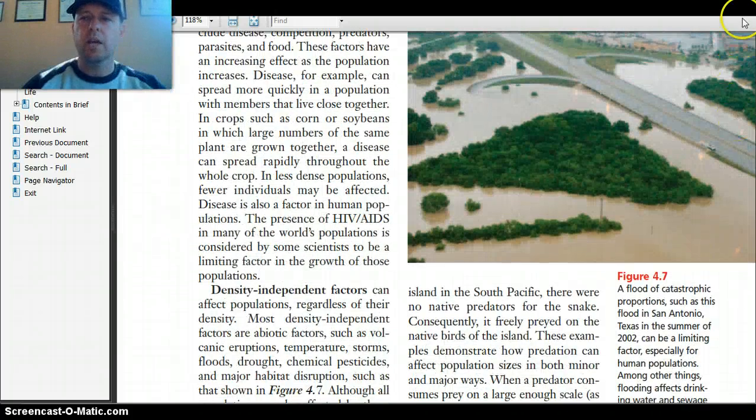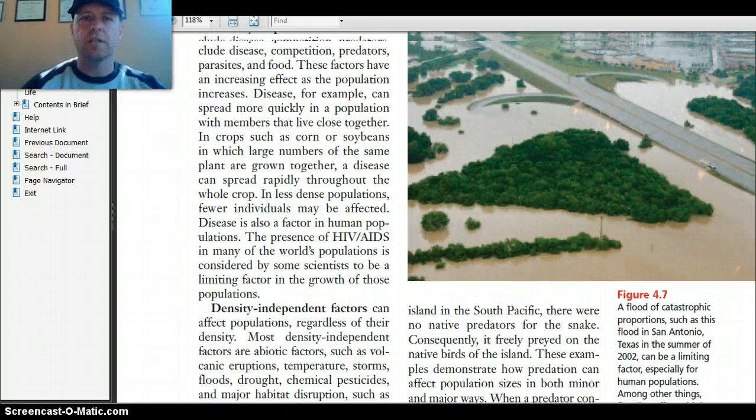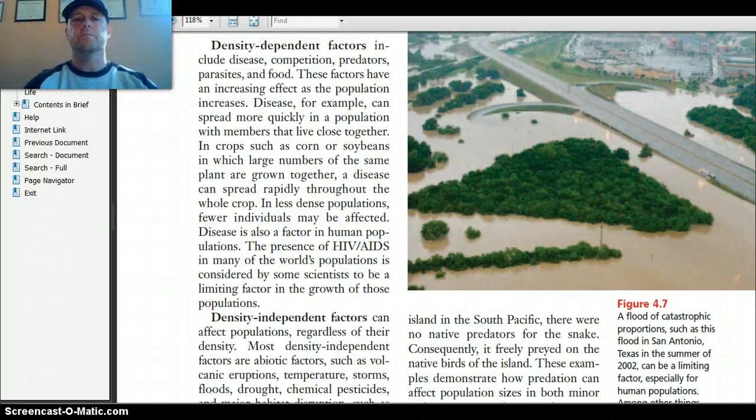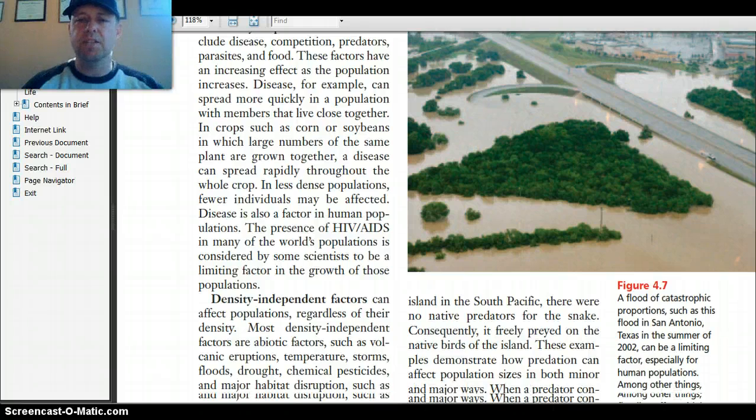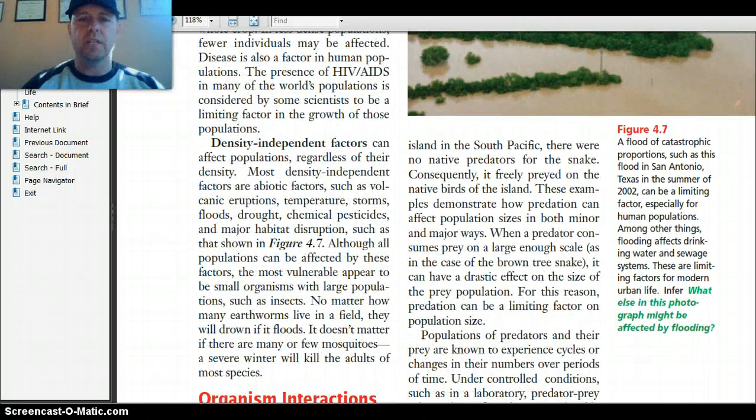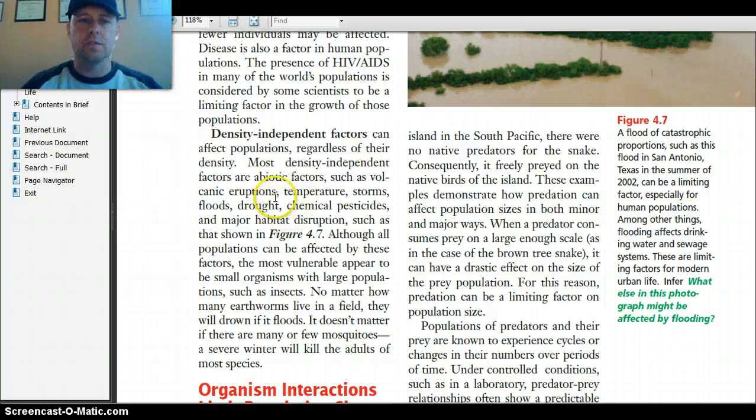As I scroll down here, we have certain aspects of population that are called density dependent and density independent. A density dependent factor means that organisms that live close together are going to be affected more severely by things such as disease. Diseases will spread more quickly. Density independent factors are going to be factors that affect population regardless of how closely they live together, such as volcanic eruptions, temperatures, storms, floods, droughts, things like that.